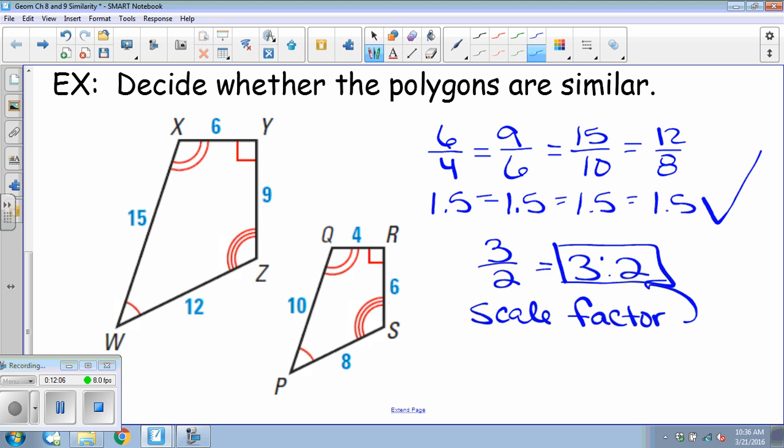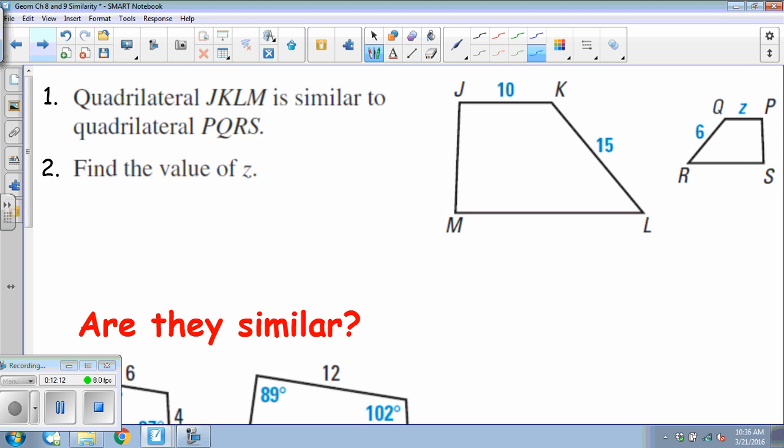Okay. Is anyone not finished copying? Okay. So this first problem, it just says number 1, but there's nothing to answer for number 1. Number 1 is just a piece of information. It says quadrilateral JKLM is similar to quadrilateral PQRS. And then we have to find the value of Z. So I'm going to let you get this copied down, and then we'll talk about it.